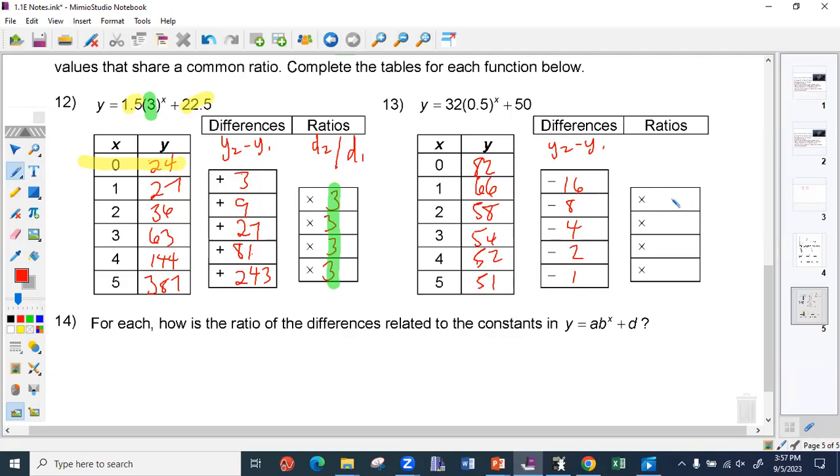8 divided by 16 is 0.5, a half, right? 4 divided by 8 is? 2 divided by 4 is? And 1 divided by 2 is a half. I know I did this right because my 0.5 is my B, my ratio. And my 82 is 32 plus 50. Do we see the table patterns, the relationship between that?